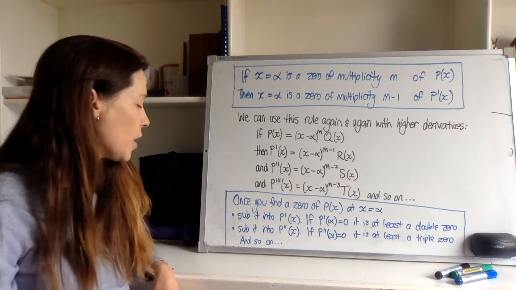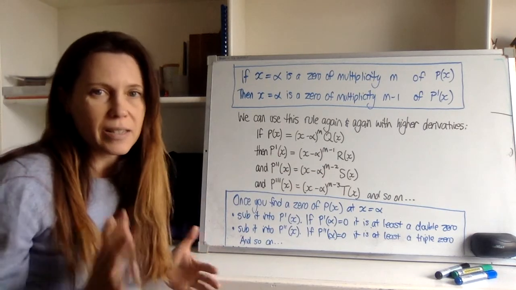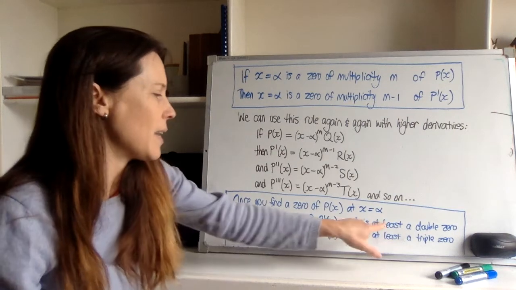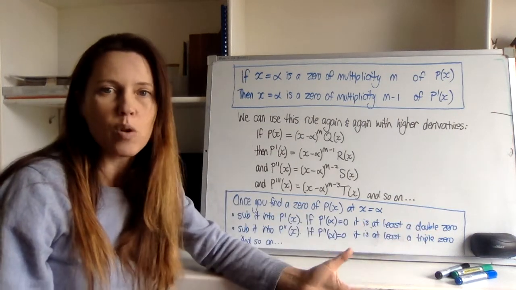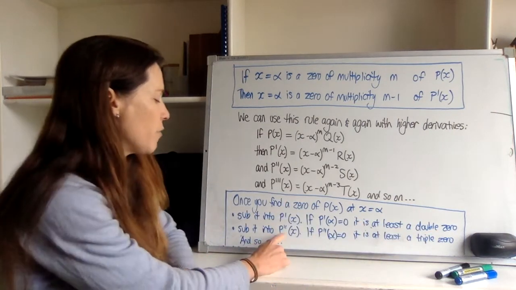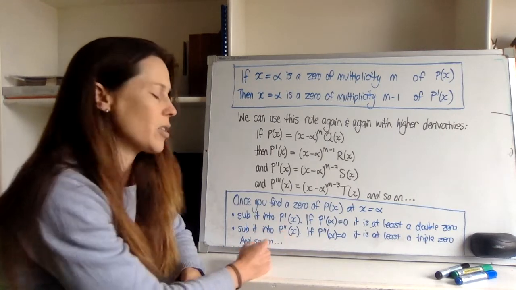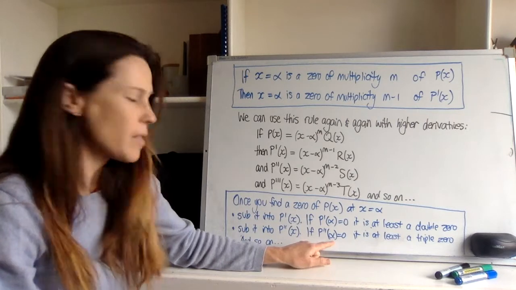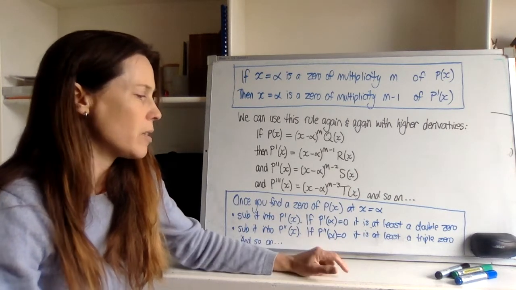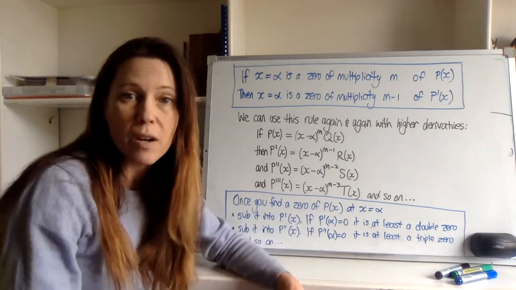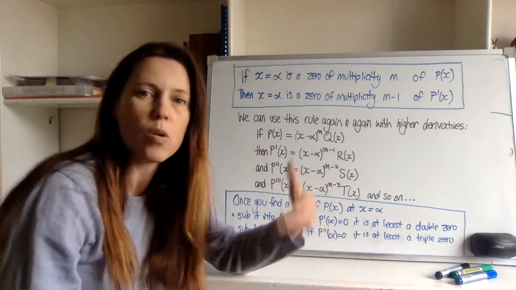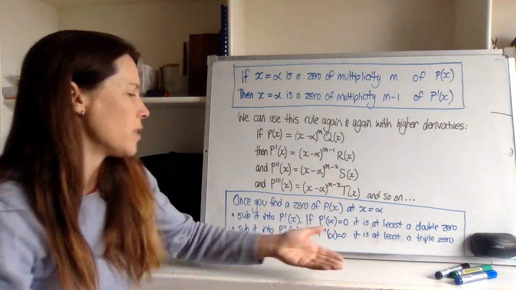Now we can keep on going. So it doesn't mean it's necessarily a double 0. It means it's at least a double 0, double or higher. So then you can differentiate again if it's easy and practical to do so. Find p double dash x and sub your 0 into that. And if that's equal to 0, then you know that your original 0 wasn't just a double, it must be a triple or greater, and so on and so on.